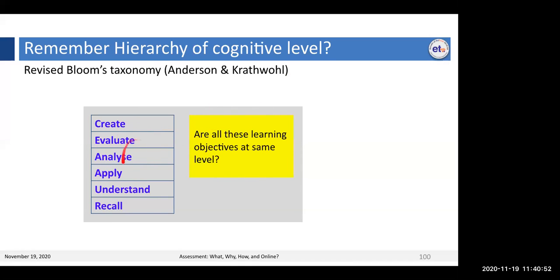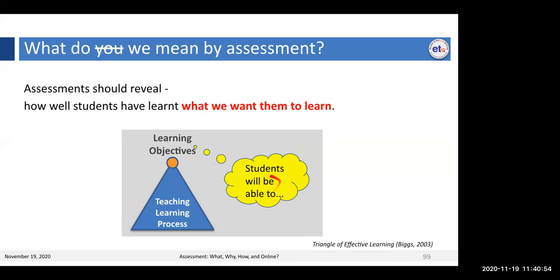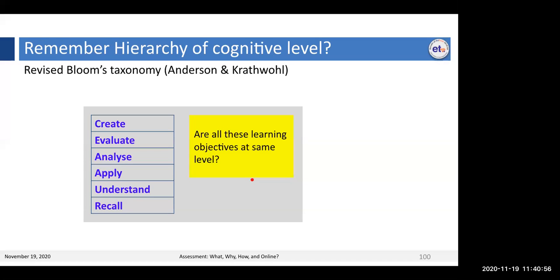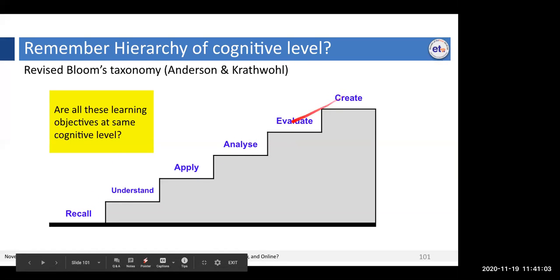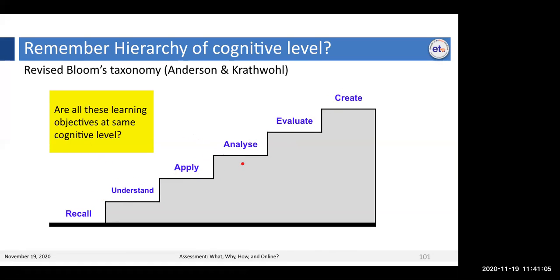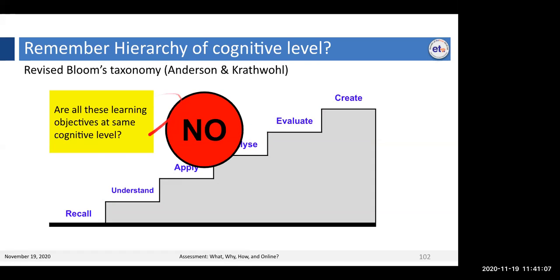So are all these learning objectives at the same level? If we can have a different representation of the same thing, these are the different cognitive levels. So definitely these are not at the same level. Those who are familiar with Bloom's taxonomy can easily relate to it. Otherwise, you can check your understanding later on. I'll also have some slides on that.